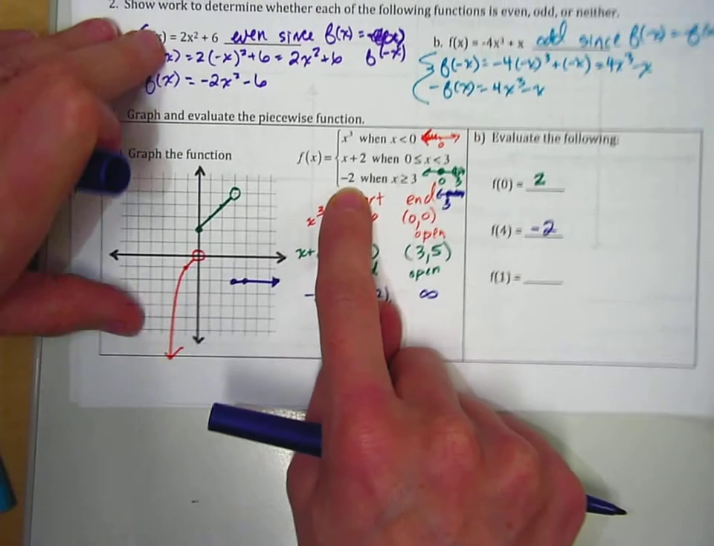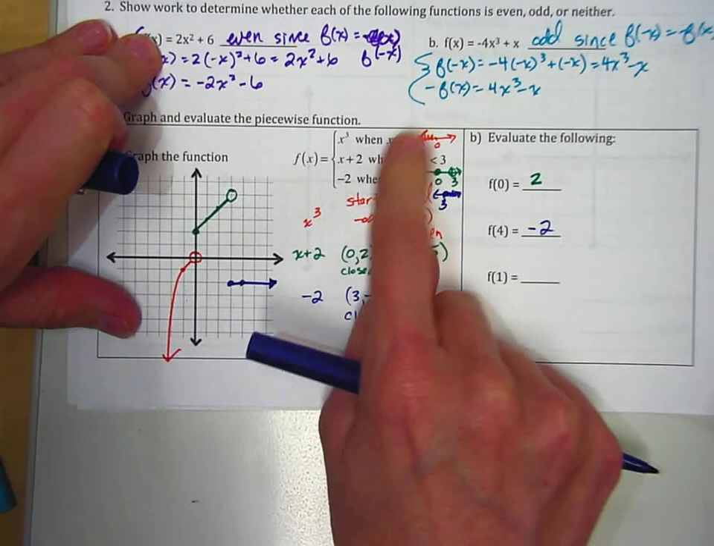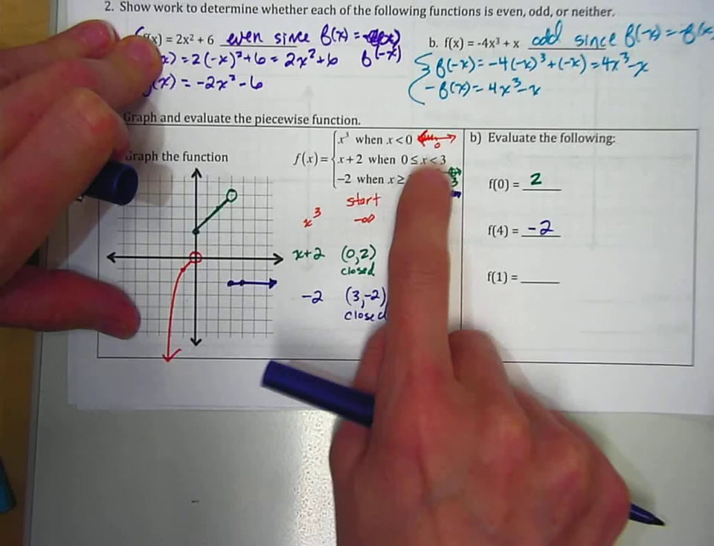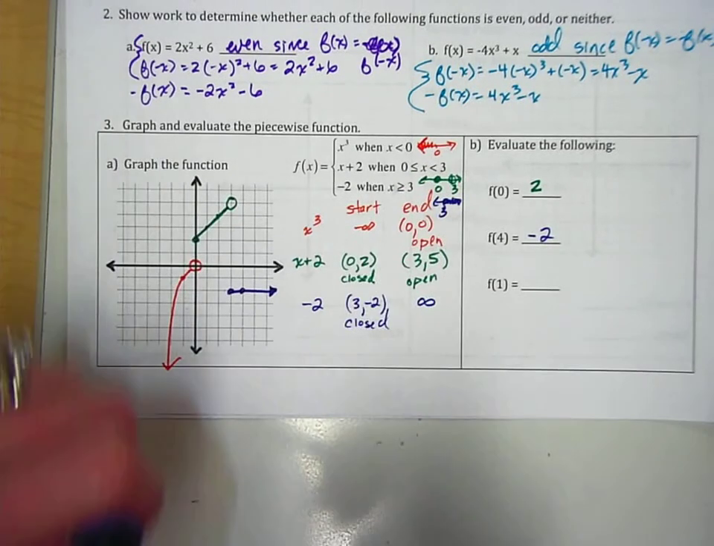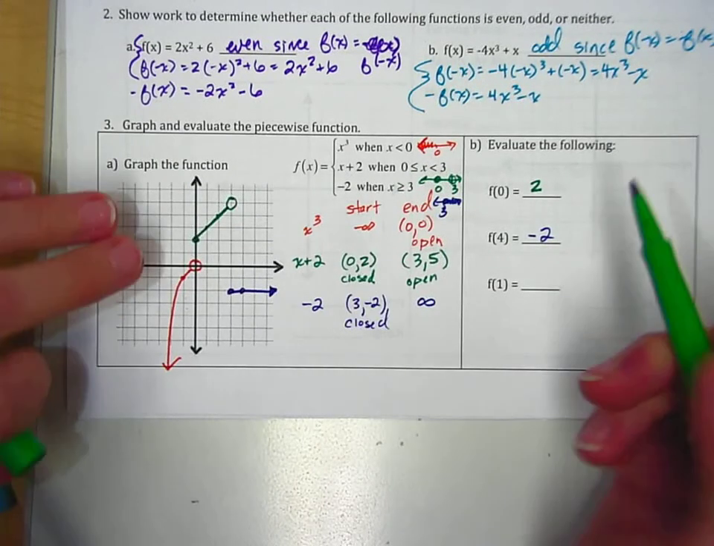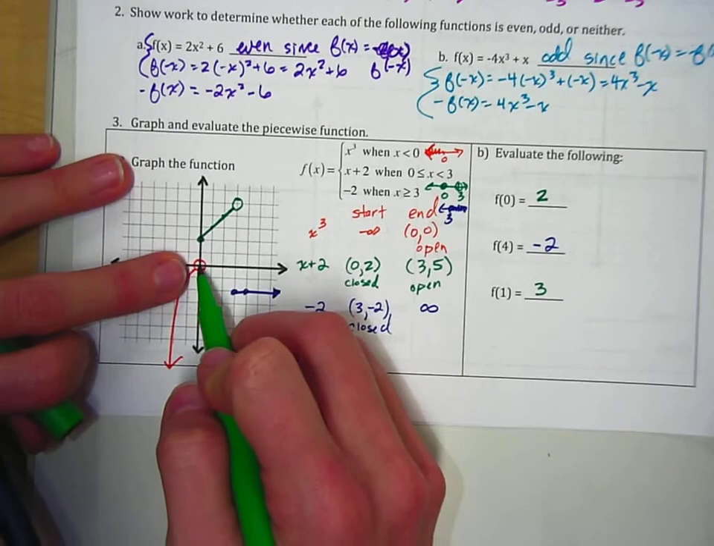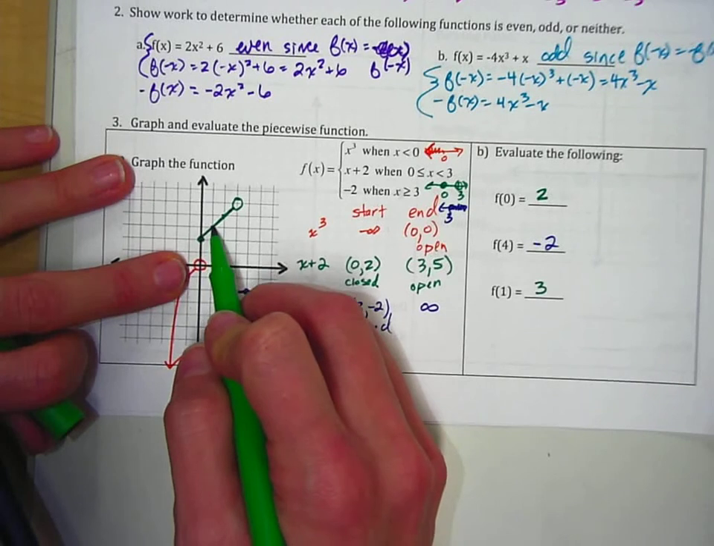So then for f of 1, looking in the domain sets here, we know that it's not in this part, but it is in this. So you would just plug that in. And for f of 1, 1 plus 2 is 3. You could also refer to your graph when x is 1, y is 3.